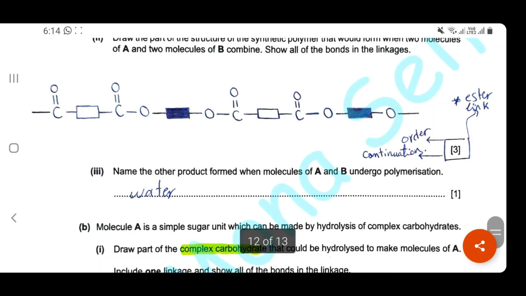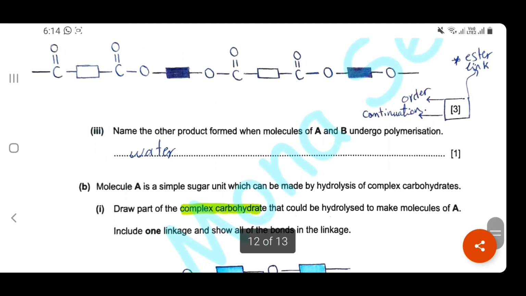Name the other product that forms when molecules A and B undergo polymerization. Here it's a condensation polymer. In each condensation polymer there is a byproduct, which is water, that's formed, so the other product here is water.